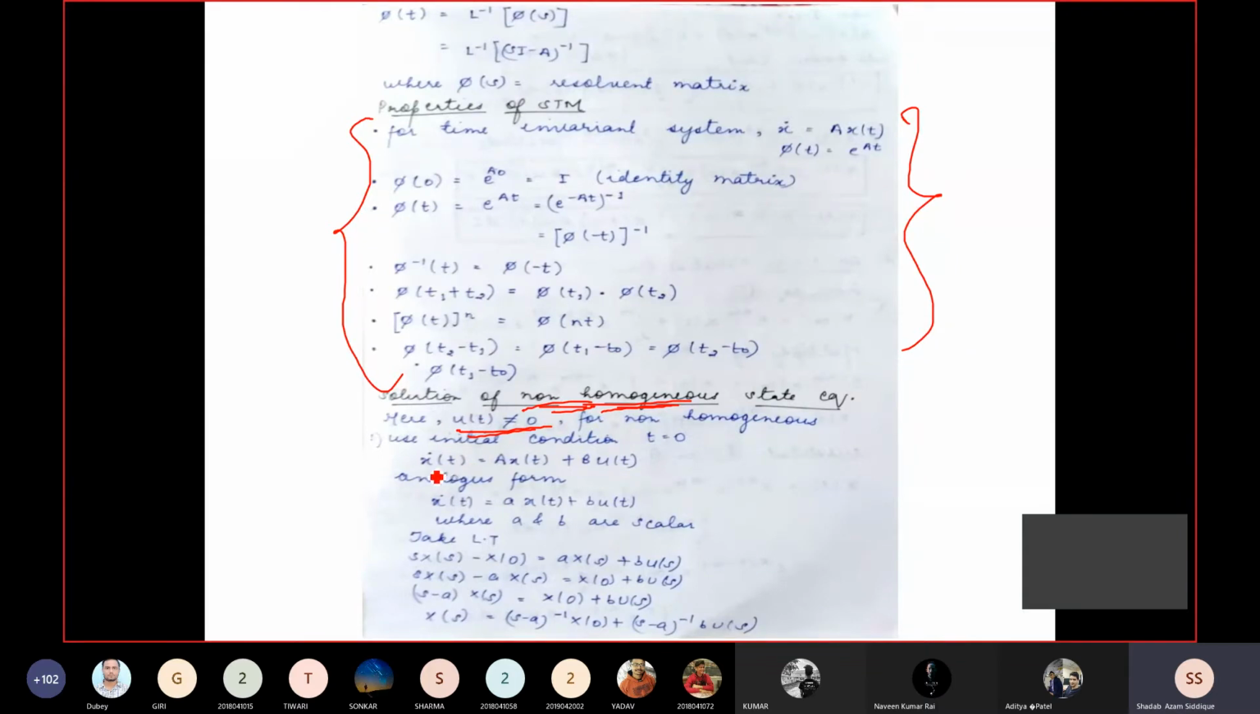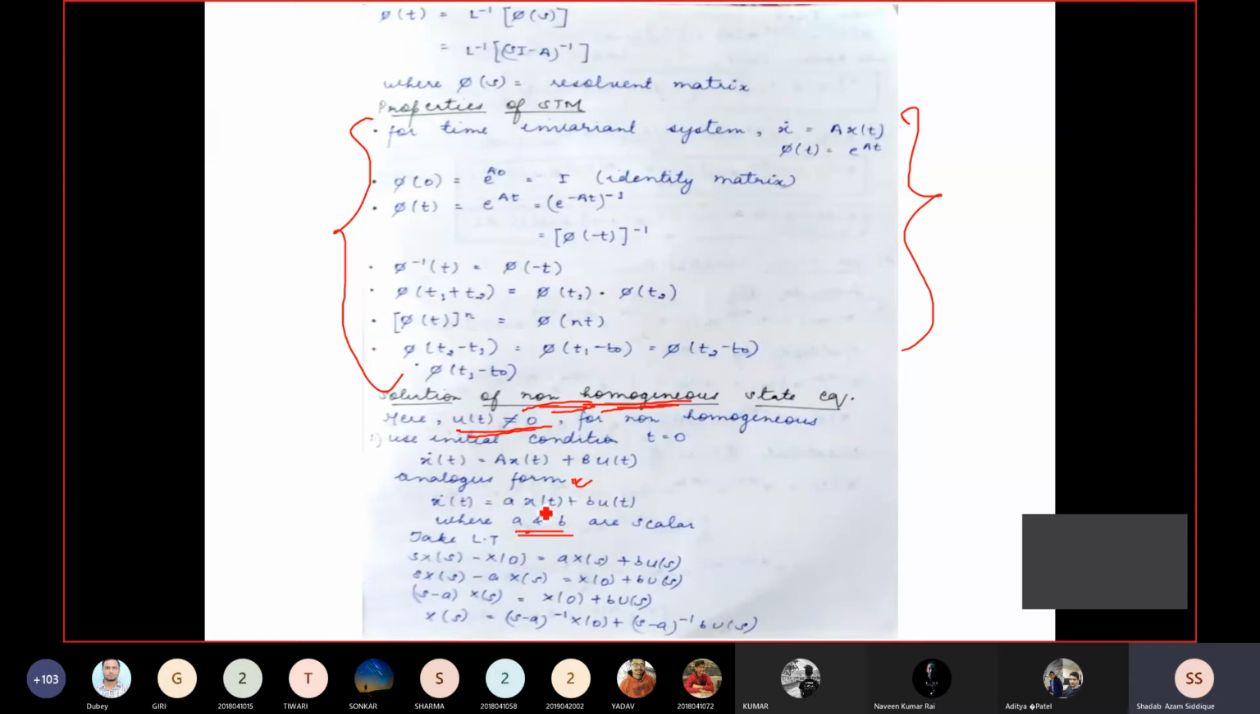So we have the state model equation x dot of t is equal to ax of t plus bu of t. Now if we take an analogous scalar form, we can write x dot of t is equal to ax of t plus bu of t, and a and b are taken as scalars. So simply we can solve this, and after solving we can write directly from scalar to matrix form. Taking the Laplace transform, we will have sx of s minus x of 0, which is equal to ax of s plus bu of s.